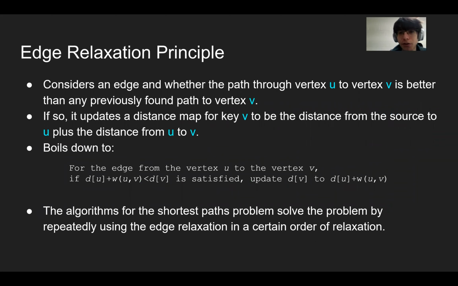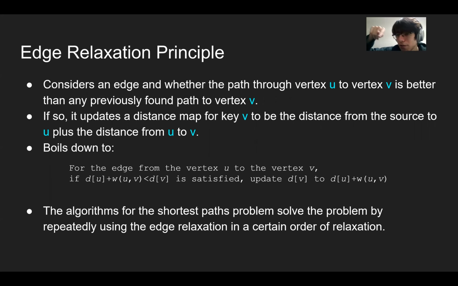So the idea of edge relaxation, which we were doing, is we consider an edge and whether the path through the vertex U to V, like any two vertices, is better than any of the previous paths. And if it is, we update both the distance for V and the predecessor. So basically, for the edge from vertex U to V, if the distance to U plus the weight of that edge is less than the current distance we have to V, then we update the distance to V as that.